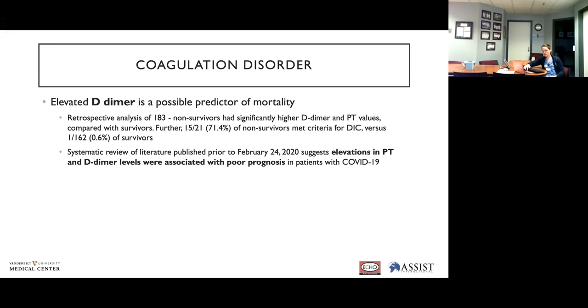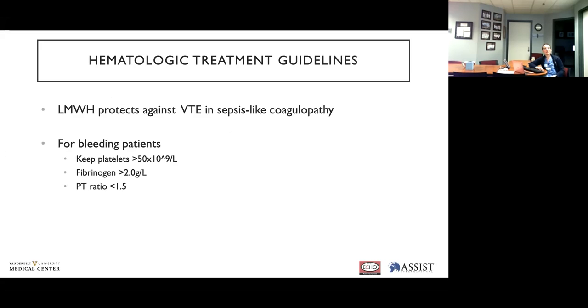Go ahead and advance that slide. Low molecular weight heparin, so commonly enoxaparin, protects against VTE in sepsis-like coagulopathy. For bleeding patients, it's reasonable to try to keep their platelets, fibrinogen, and PT within these kind of boundaries or parameters. Go ahead and advance that slide.